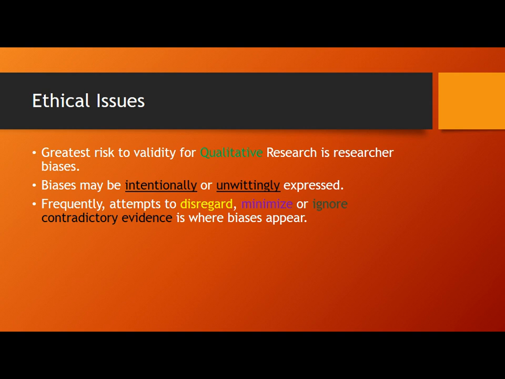Frequently attempts to disregard, minimize, or ignore contradictory evidence is where biases appear. I talked about earlier confirmation bias, which is, of course, the very human tendency to minimize or negate or discard evidence that stacks against us, where we also have the corresponding tendency to emphasize, maximize, propagate any kind of evidence that works for us. Again, these are all self-awareness issues. They are very important and really do need to be considered.